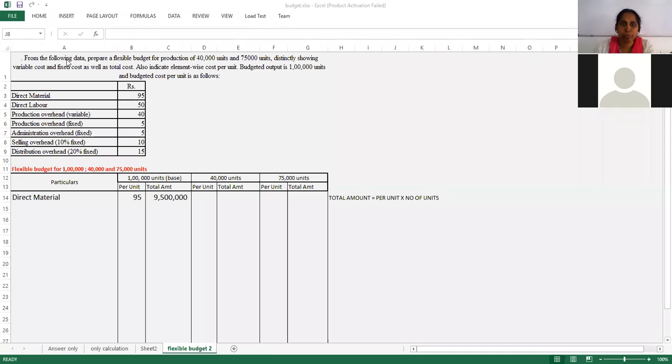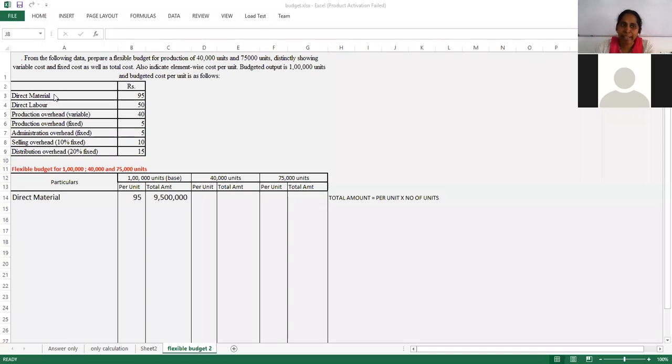Okay, so this is a problem. In this problem, you are going to calculate the flexible budget for 40,000 and 75,000 units. The base is given as 1,000, that means 1 lakh units. For 1 lakh units, all the expenses are given per unit. Now you're going to calculate, based on that, for 40,000 units and 75,000 units.